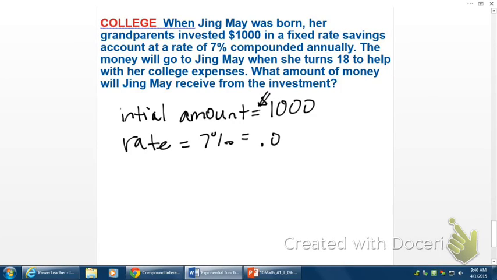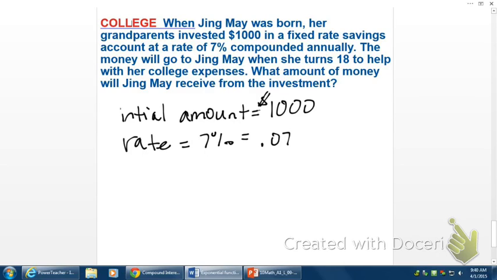Decimal 0.07. Okay. So we identified our initial amount. We identified our rate, which is 7%. Let's go ahead and change that to a decimal. So just move the decimal 2 places. So that becomes 0.07. Now the compounded annually part.